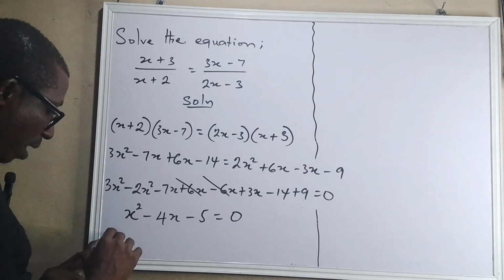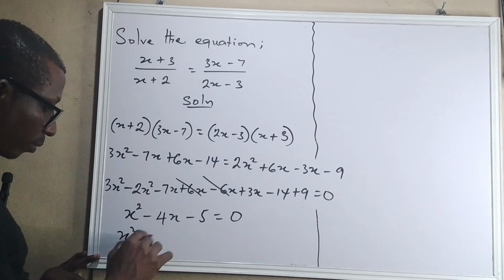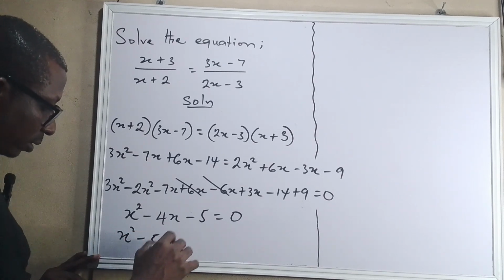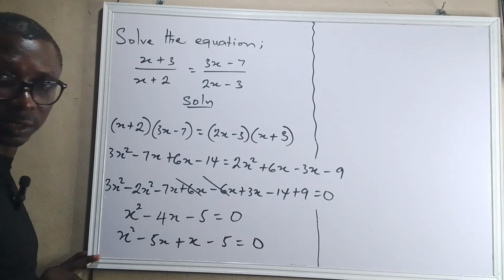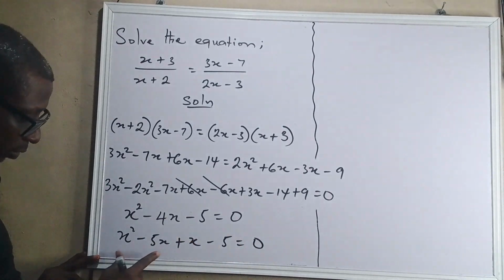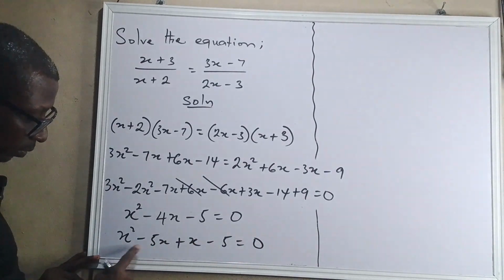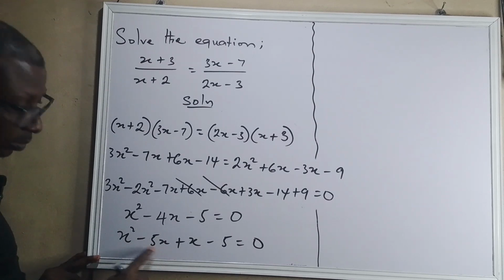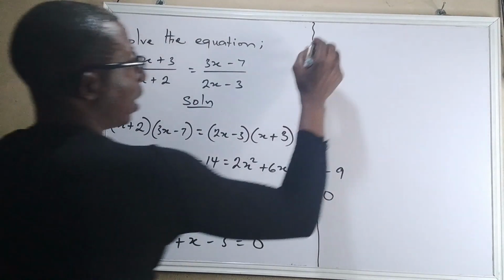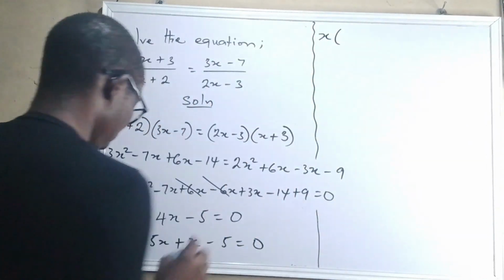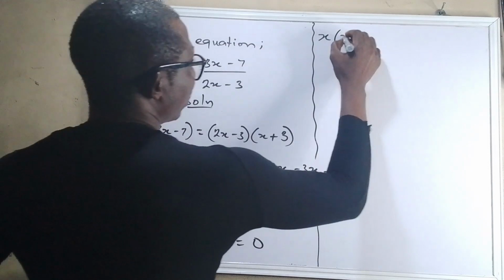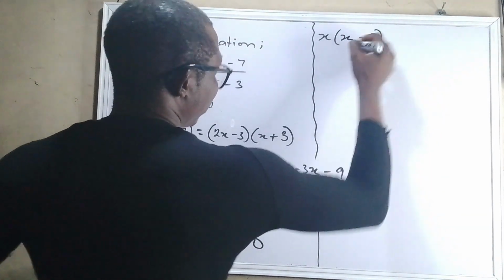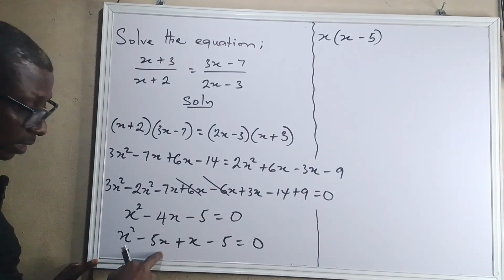So we have x squared minus 5x plus x minus 5 equals to 0. Now let's look at the first two terms. What is the common factor? The common factor is x. So we have x. When you divide x squared by x, you have x. So you have x minus 5. When you divide this by x, you have minus 5.